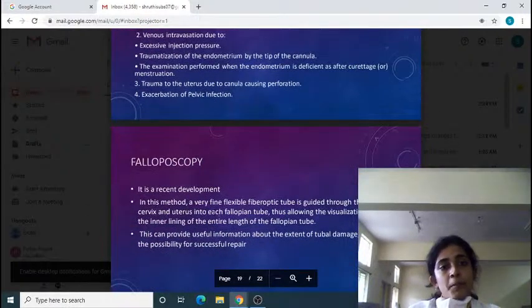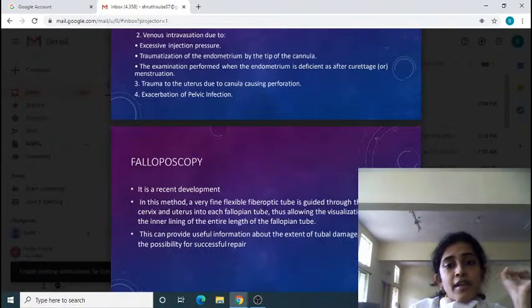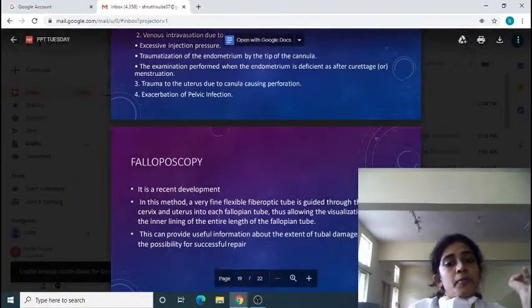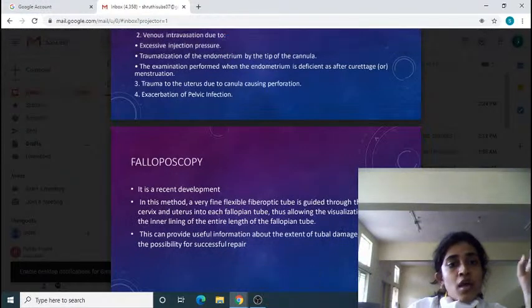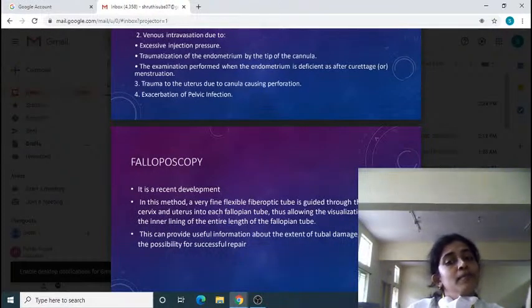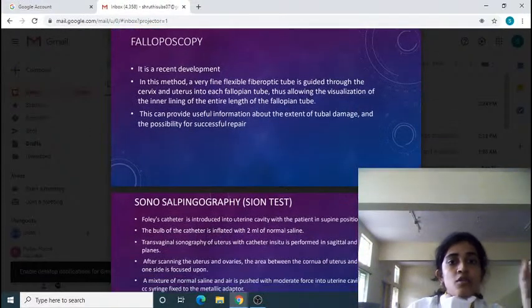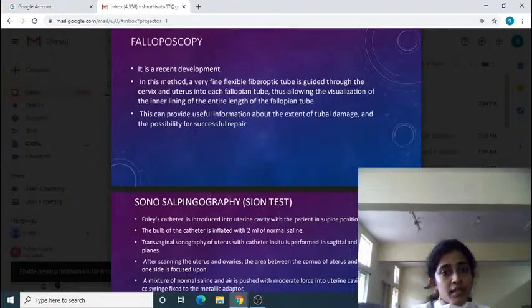Then what is falloposcopy? This is mainly the study of the fallopian tubes, which is a recent development. In this method, a very flexible fiber optic tube is guided through the cervix and uterus into each of the fallopian tubes, thus allowing the visualization of the inner lining of the entire length of the fallopian tube. So this can provide us useful information about the extent of the tubal damage and the possibility of successful repair.